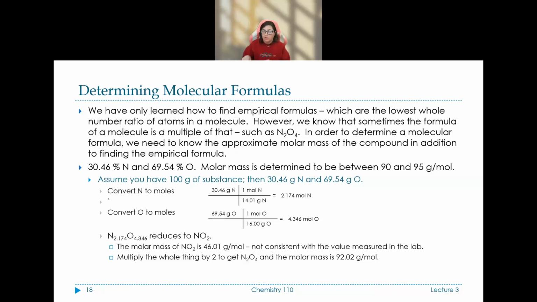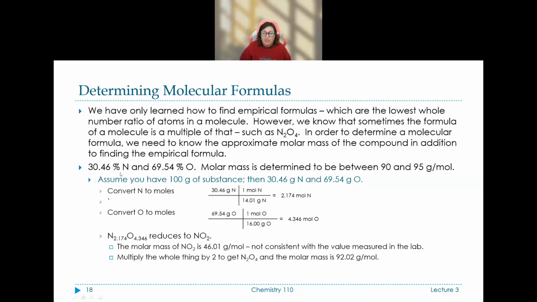So NO2 could also appear as N2O4. The same empirical formula, not the same molecular formula. In order to determine a molecular formula, we need to know the approximate molar mass of the compound in addition to finding the empirical formula. So I can find an empirical formula, and then if they give me a molar mass that's determined in some other experiment, then I can figure out what that molecular formula is.